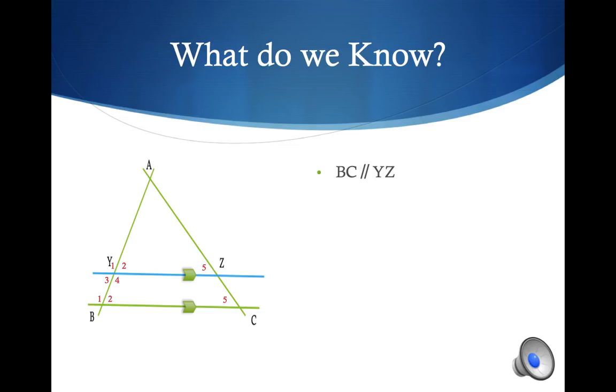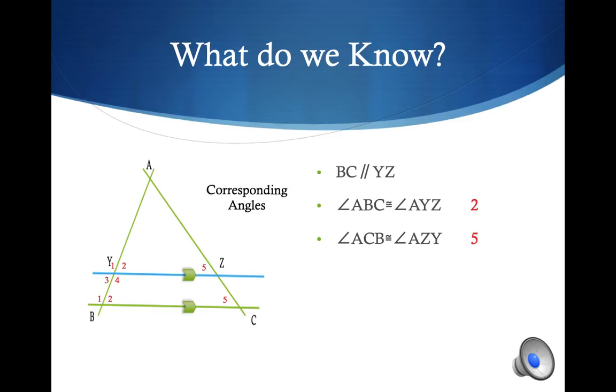Line segment BC is parallel to YZ. Then angle ABC is congruent to angle AYZ, which we can see by angle 2. Similarly, angle ACB is congruent to angle AZY, shown by angle 5. Again, these are called corresponding angles. Our goal is to use this information to show that triangle ABC is similar to triangle AYZ. So let's go ahead and jump into that two-column proof.